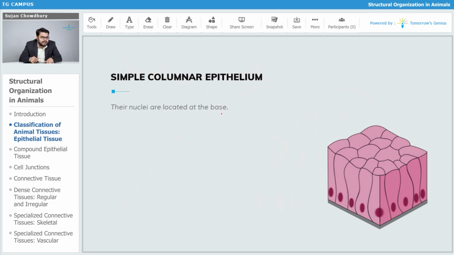The nuclei are located at the base. So, unlike the cuboidal epithelium, the nuclei are present at the base. We know in cuboidal epithelium, the nucleus was found at the center.